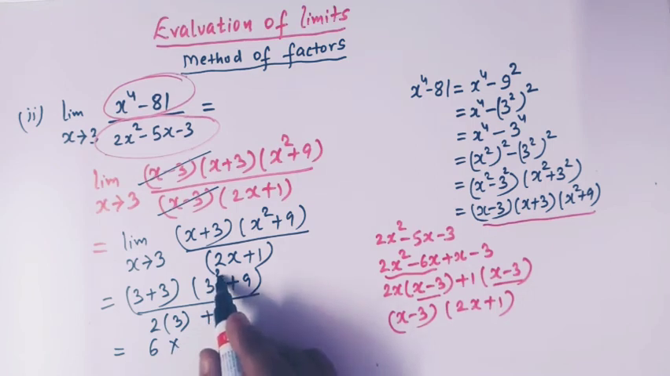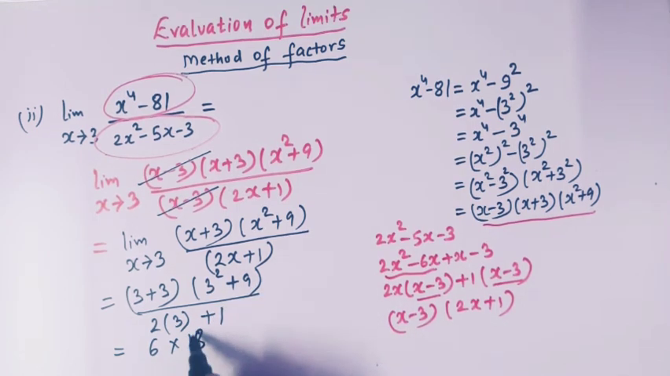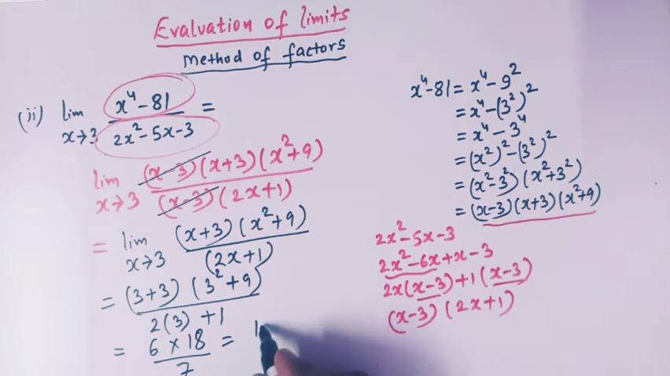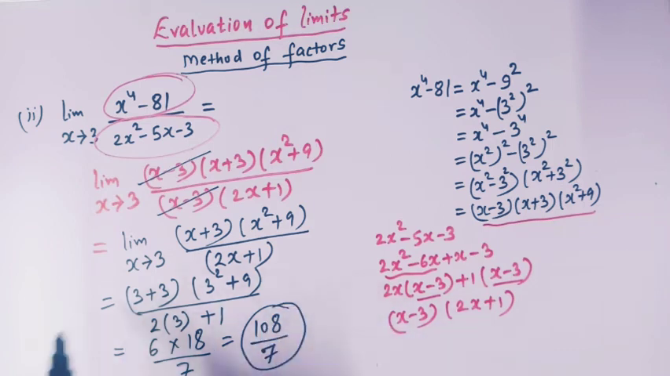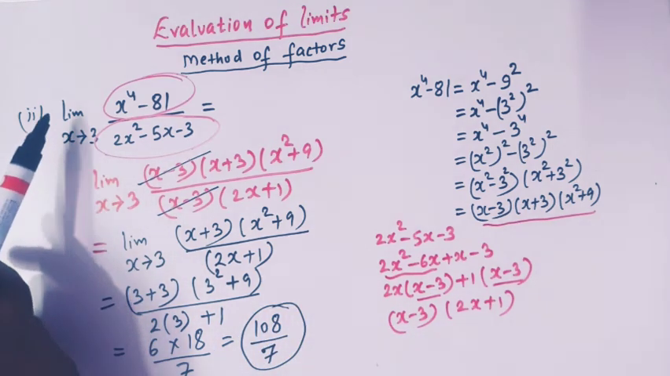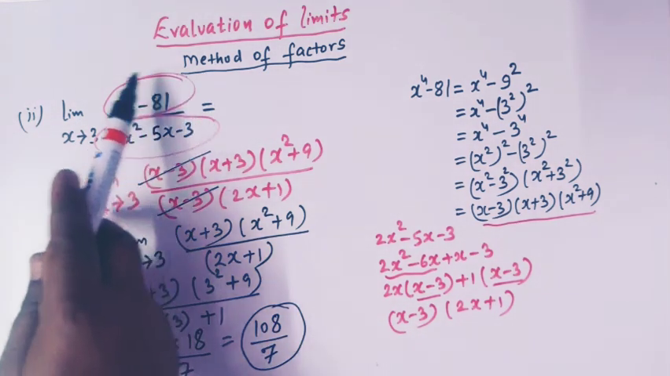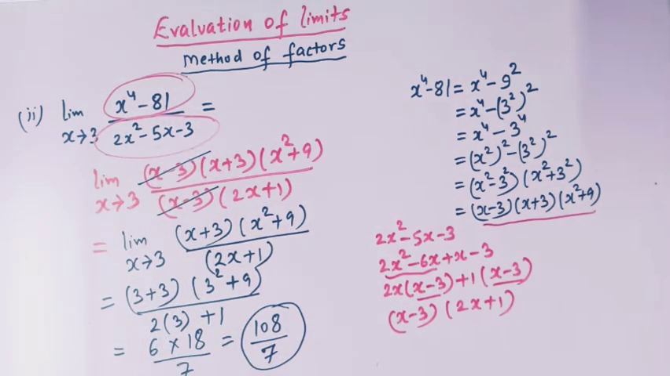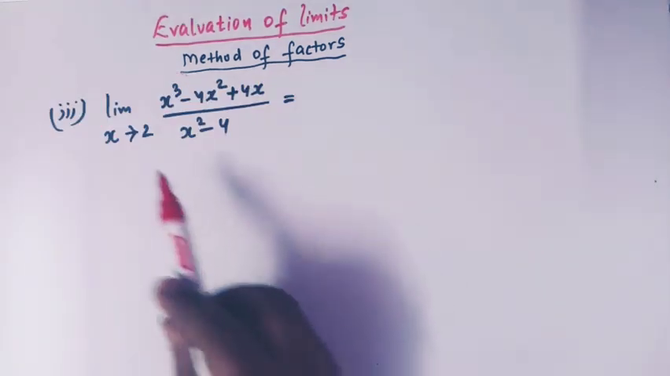This is 3 square, 9 plus 9, that is 18, and this is 2 3s are 6 plus 1, 7, and 6 times 18 is 108 divided by 7. So this is the required limit when x tends to 3 of this expression. Now let us take this problem.